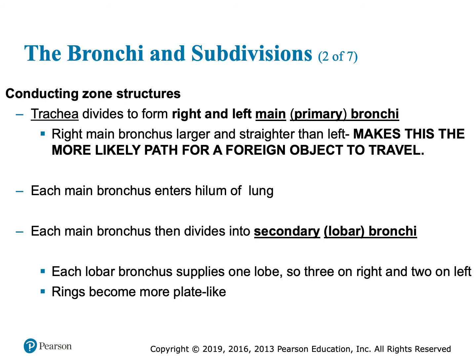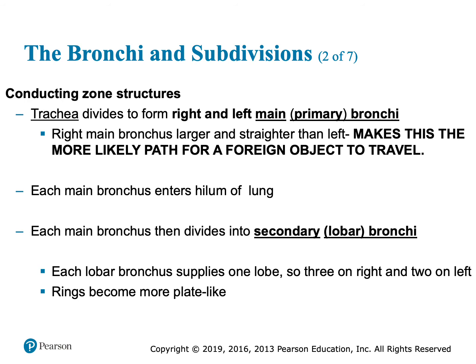The right main bronchus is wider because we have 3 lobes on the right side. The left lung only has 2 lobes. The heart is moving towards the left, so we have this cardiac notch. All these things are making that right bronchus larger and straighter than the left. So when we get aspiration pneumonia or a foreign object, it very often likes to go to the right side.